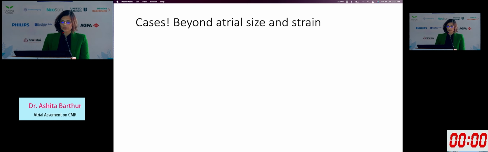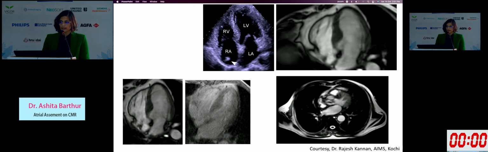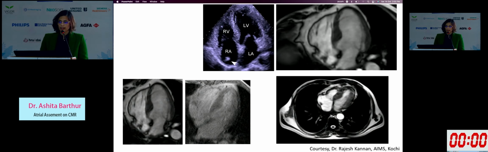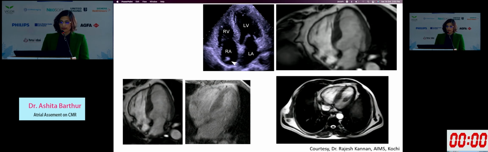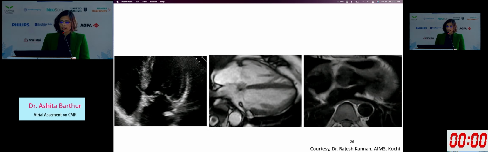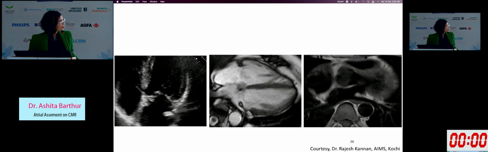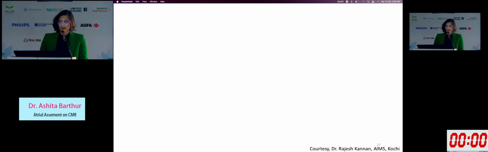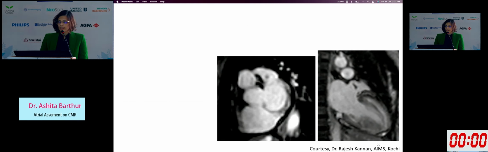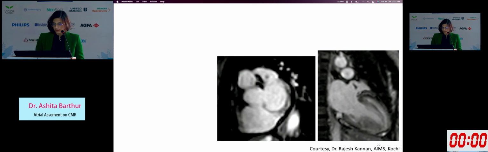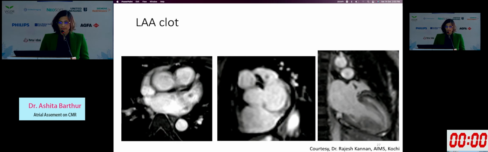So let's just dive into a few interesting cases here. Please, Ashita, can you make it fast? Yeah. So this is, again, a pseudotumor, which was already seen on echo. It's crista terminalis. And then here you can see the Q-tip sign, like Dr. Satish Govind said, which is, again, Eustachian ridge. And here is looking at the left atrial appendage thrombus on cardiac MRI.